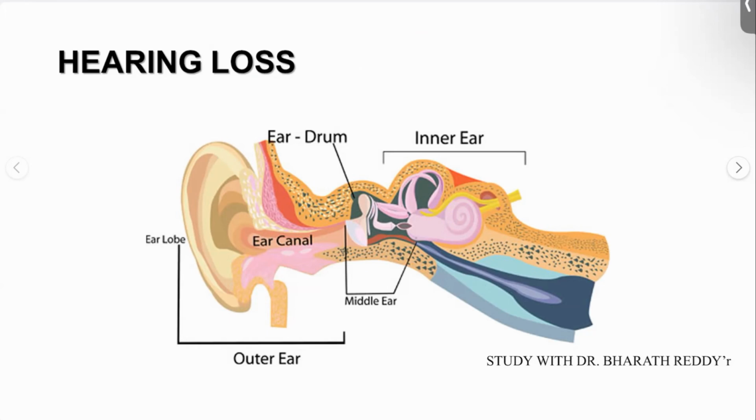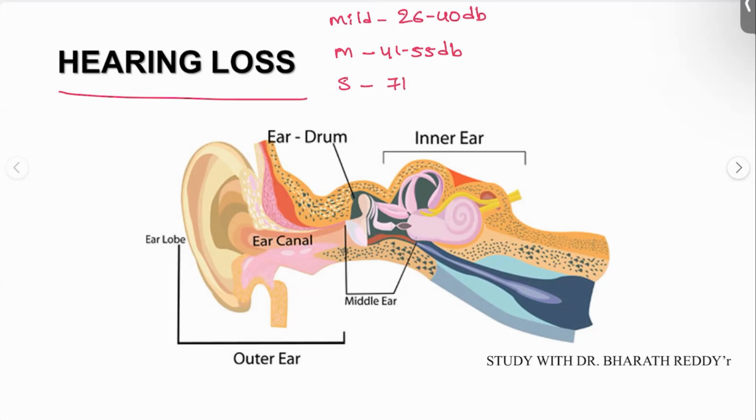So let's start today's video, hearing loss. Hearing loss is subdivided into four types. The mild hearing loss, which is 26 to 40 decibels, the moderate hearing loss, 41 to 55 decibels, and the severe hearing loss, around 71 to 90 decibels. If it is more than 90 decibels, then we have to call this a profound hearing loss.